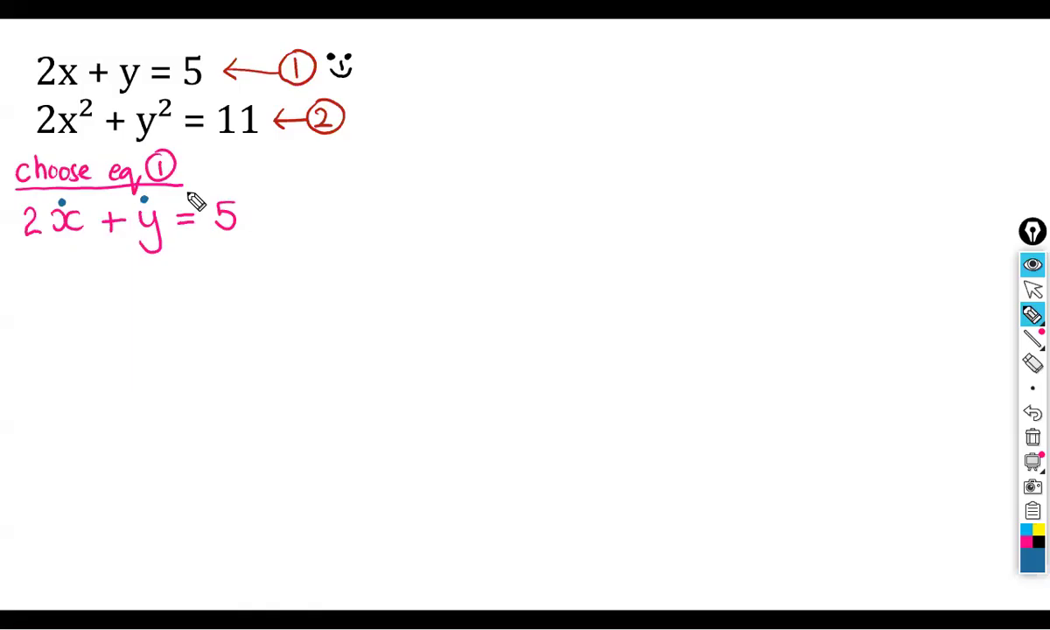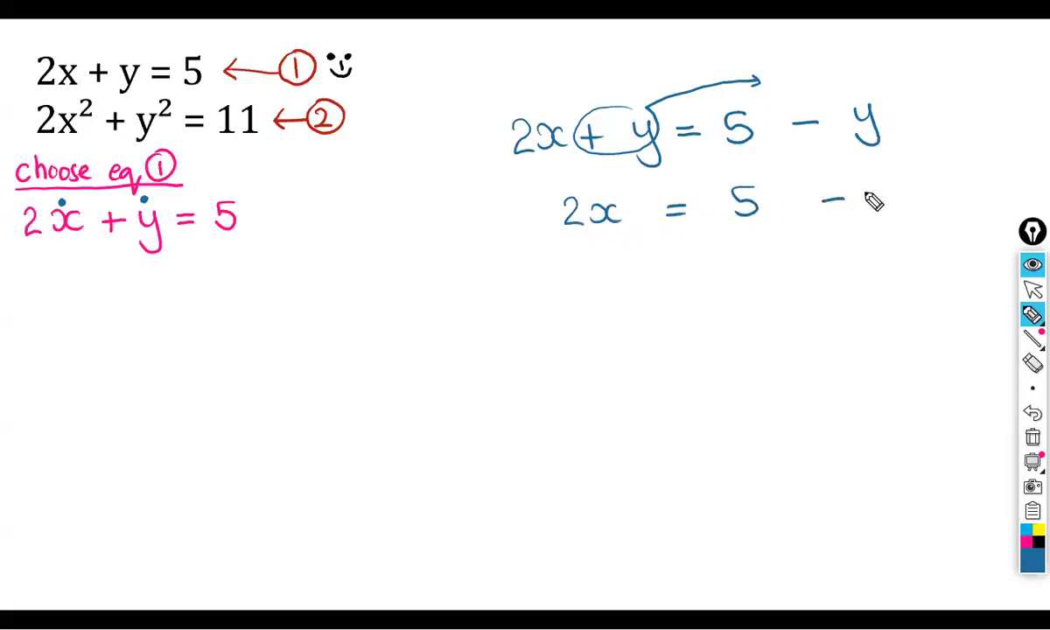I think y would be easier to make the subject, right? Let me explain why I would choose y. If I were to make x the subject, like I wanted x alone on one side and everyone else on the other side, I would have to throw across the positive y first. And when I throw across the positive y, I will get minus y. So then I would end up with 2x is equal to 5 minus y.